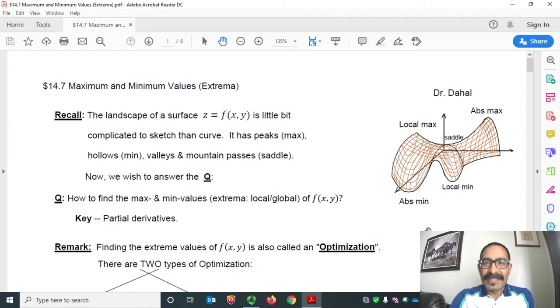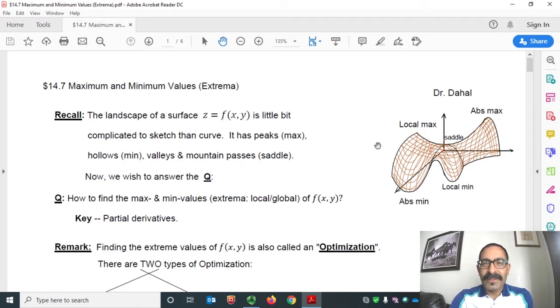First, quick recall. The landscape of a surface is a little bit more complicated to sketch than the profile of a curve. It has peaks, hollows, valleys and mountain passes. We can visualize it on our right side here. There is a surface. It has an absolute max. It has a saddle point, meaning no max and no min in this valley here. We have a local max. You have an absolute min somewhere here, and a local min here. Also a local min here.